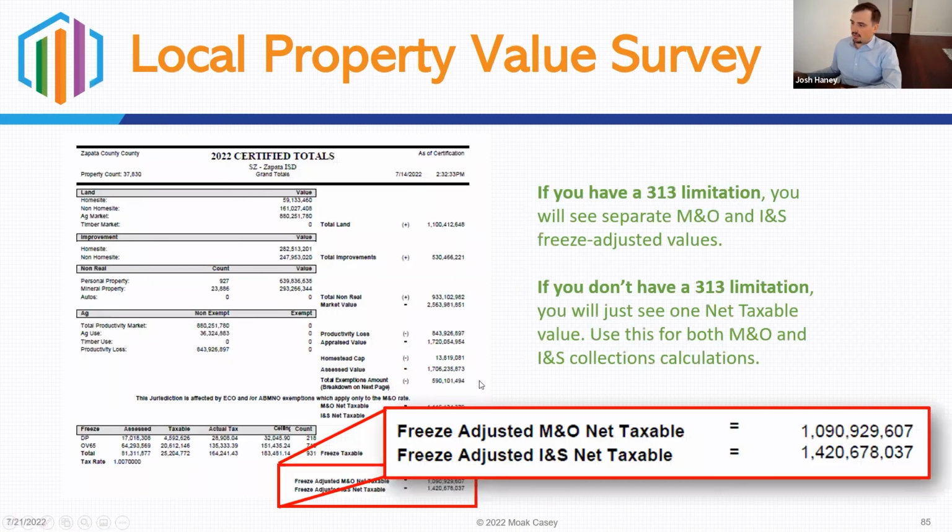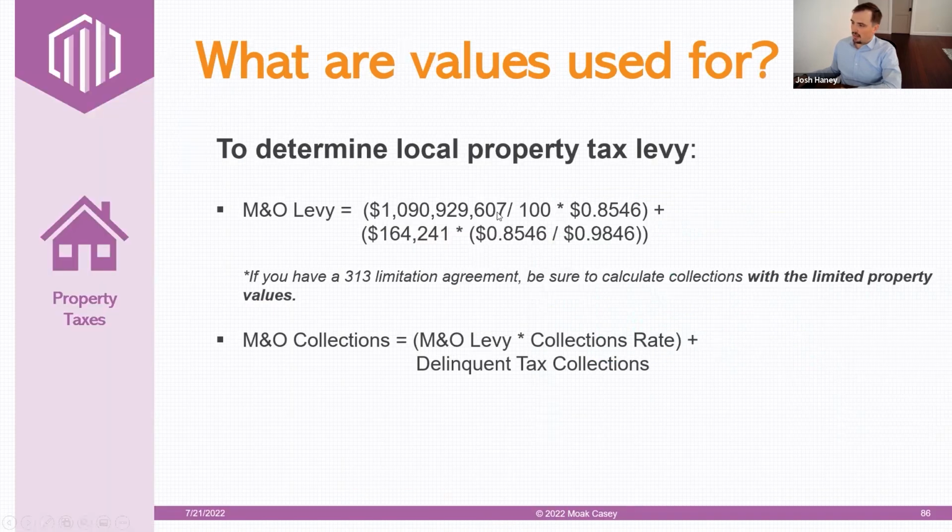So kind of going through this, we're back to Zapata now. We are again looking at their grand totals page. Their M&O net taxable is right here. So we got that number plugged in, divide by 100, multiply by their tax rate. And again, this is their projected tax rate. We saw back in Amy's section that we think Zapata is going to be compressed all the way down for tier 1 to 8046.